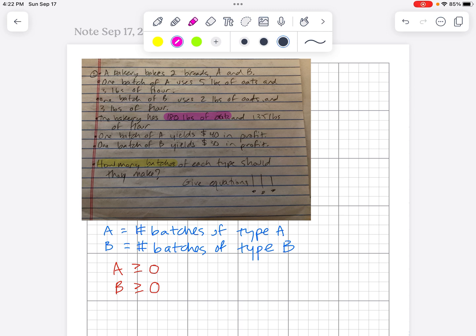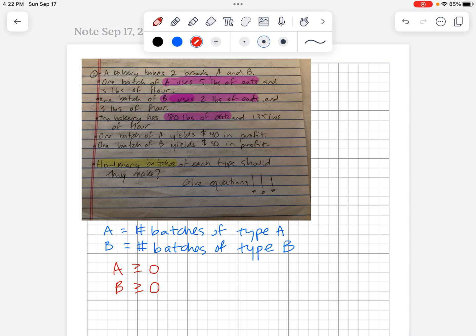And I'm going to make a verbal equation by reading what I have. I know that type A uses 5 pounds of oats. So for every batch of A, I'm using 5 pounds of those oats that I have. And likewise, type B uses 2 pounds of oats. And so this should seem familiar to us now. I think we can write our third constraint, and I'll say it verbally as I write it.